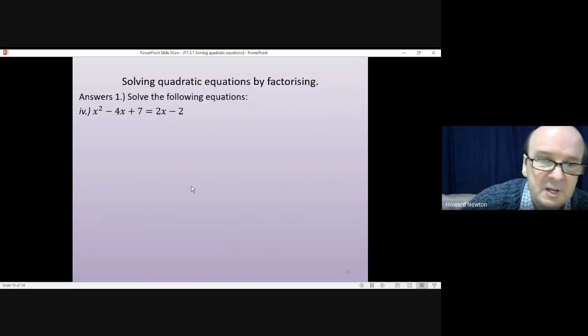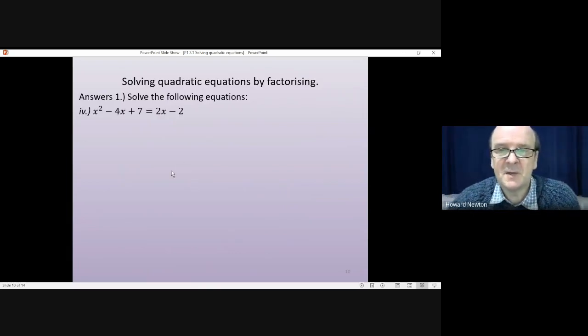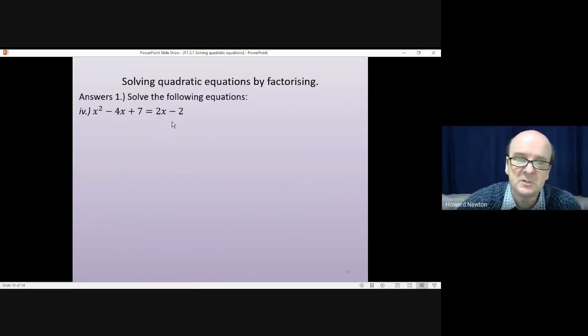The fourth question, x squared minus 4x plus 7 equals 2x minus 2. We need to tidy it up so it looks like a normal quadratic. So collect everything on the left-hand side. That'll give us x squared minus 6x plus 9 equals 0. We then factorize that in the normal way. I'll go straight to the answer this time. That's x minus 3 times x minus 3 equals 0.